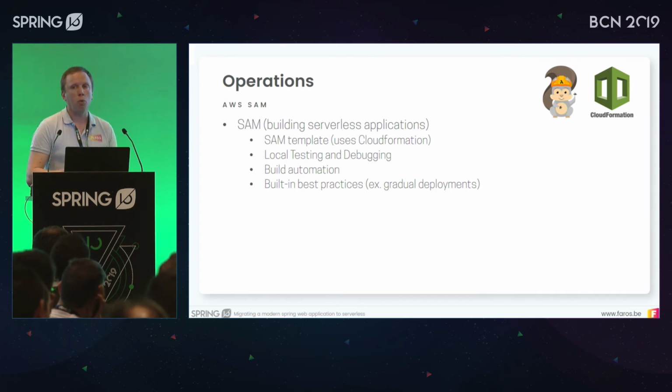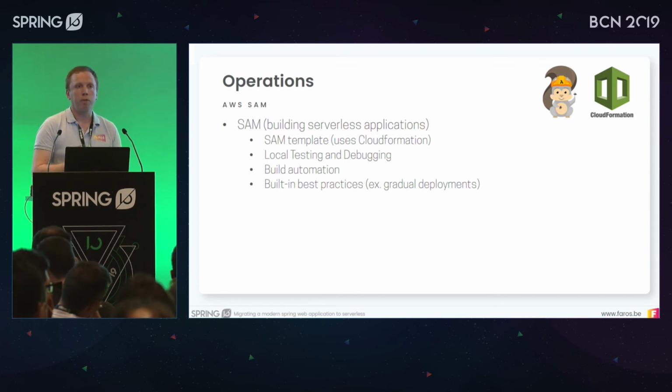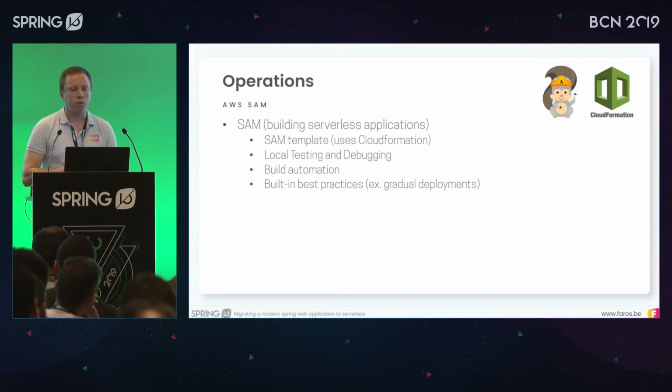For example, you can do gradual deployments, where you say, I'm going to direct 10% of the traffic towards a new version of my function, and if everything goes right, then we can do more. But if maybe some alert pops up, then automatically we can roll back to the previous version so that we can find out what's going on.